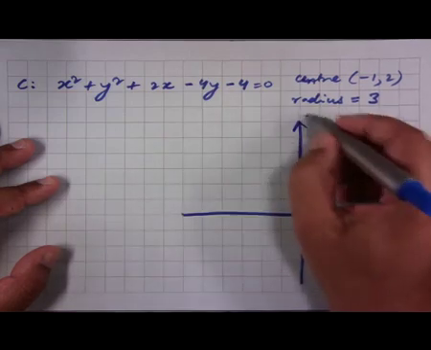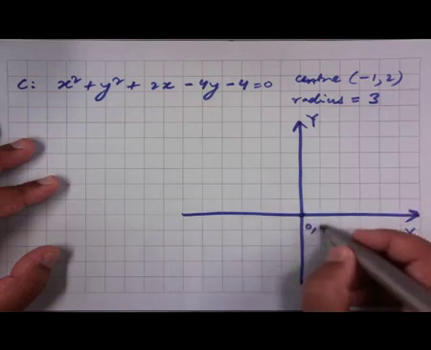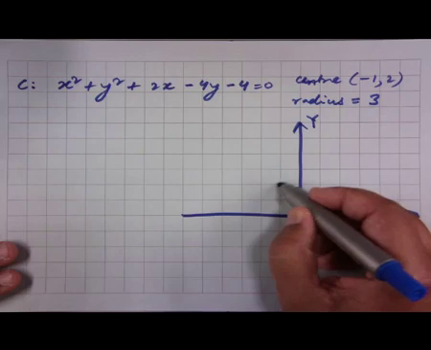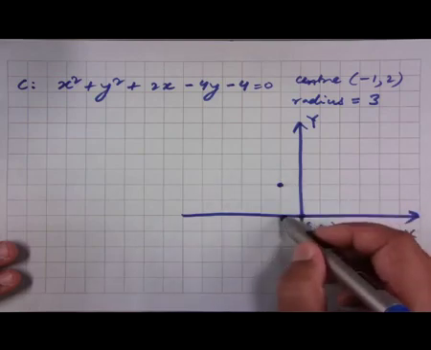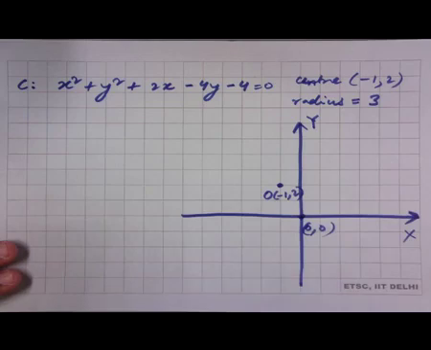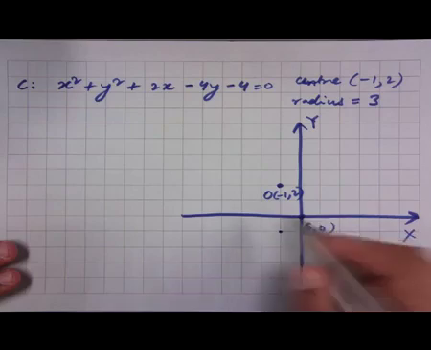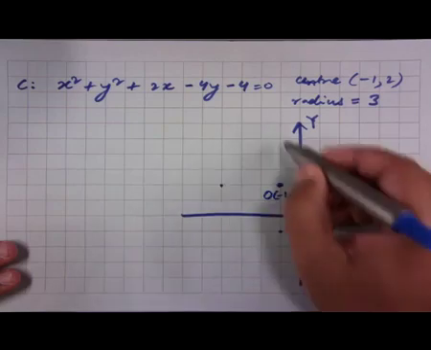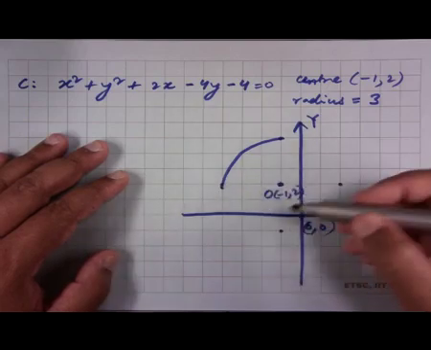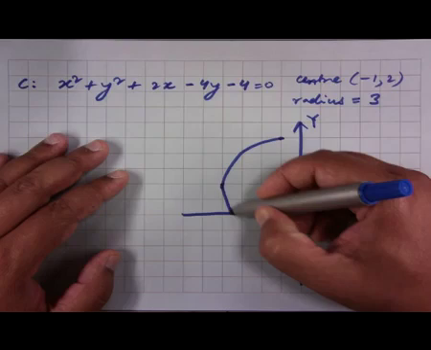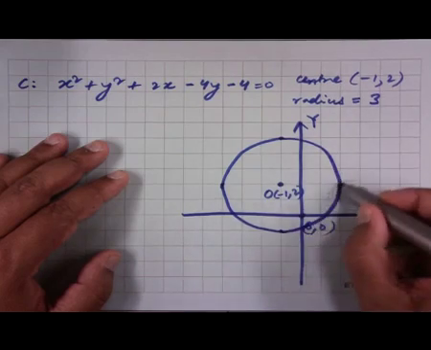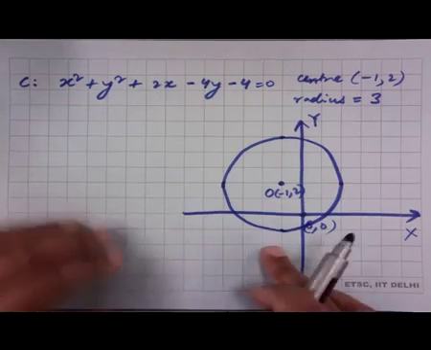Let these be the coordinate axes, and we have the origin here. So, the center is at minus 1, 2. So, this is the center here. So, this point is minus 1 and 2. And the radius is 3 units. So, the circle is approximately something like this.